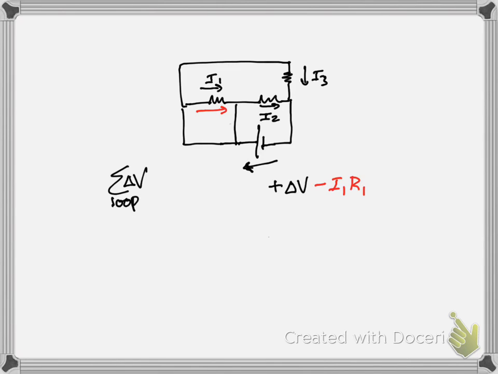We could go backwards through the loop. Okay, wait, let me keep going. If I'm doing this loop here, for example, it would be delta V minus I1 R1 minus I2 R2 equals 0. Because we go forward through the battery and we follow the current through the resistors, the battery adds potential and the resistor uses potential. So hence the plus and the minus and the minus.